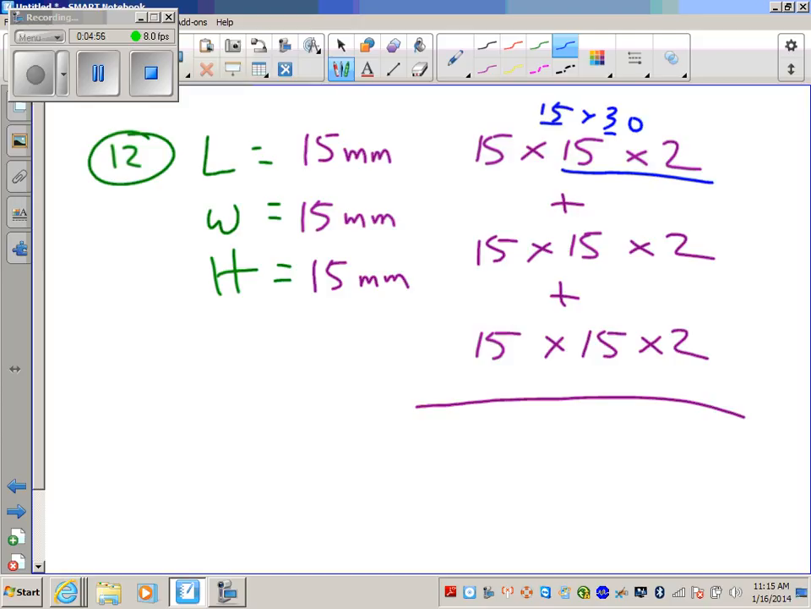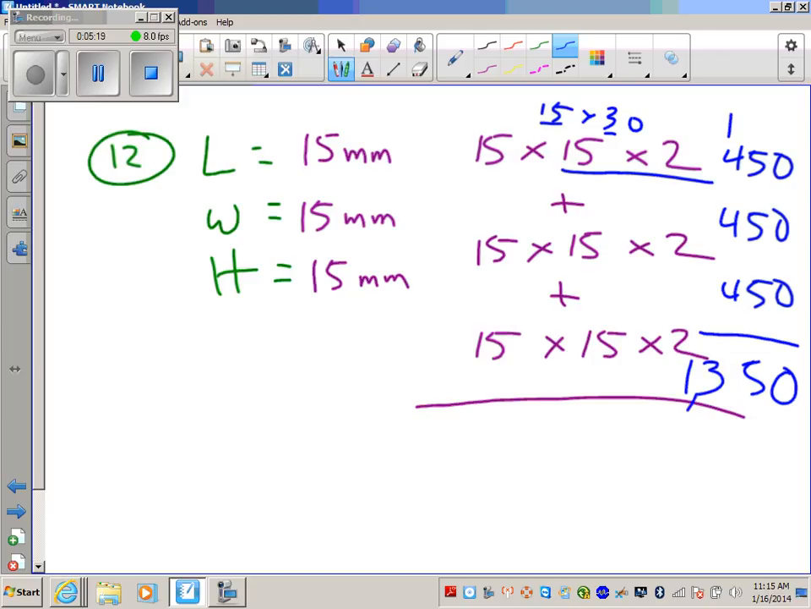15 times 3, 45 with a 0 is. So if that's what we get for 15 times 15 times 2, what are we going to get for 15 times 15 times 2? It's the same problem. You're going to get 450. You're going to get 450. You add them all up, you're going to get 1,350 millimeters squared.